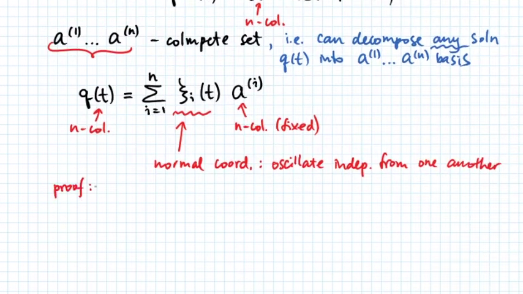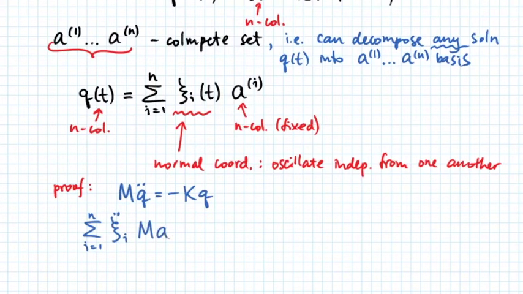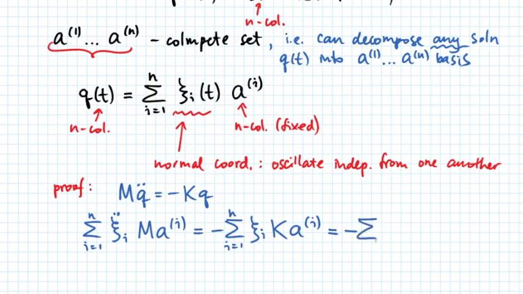Let's prove it. Our equation of motion in matrix form, and we substitute the expression for Q, and we get sum of psi double dot sub i times M times A column corresponding to the ith mode, and that should be equal to the sum of psi's times matrix K times column Ai, which, using the expression for eigenvalue, we can rewrite as minus sum of psi omega squared times M times column Ai.